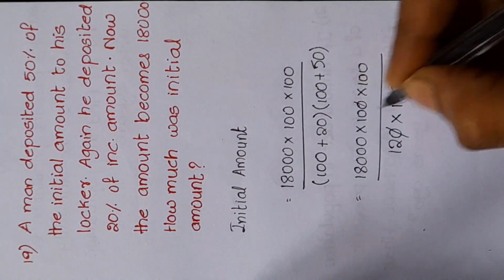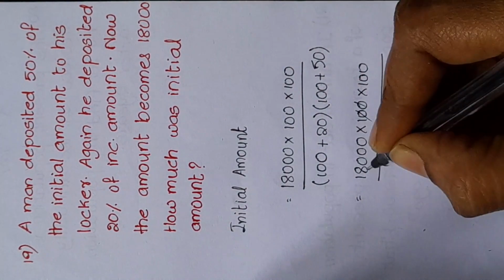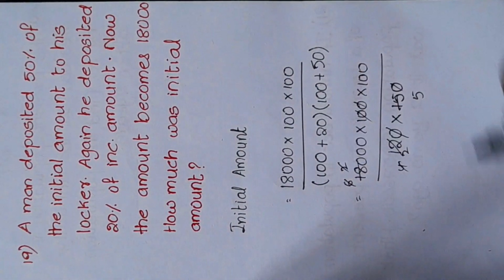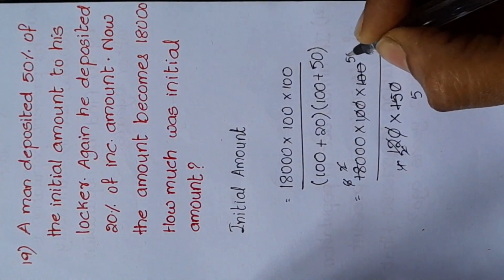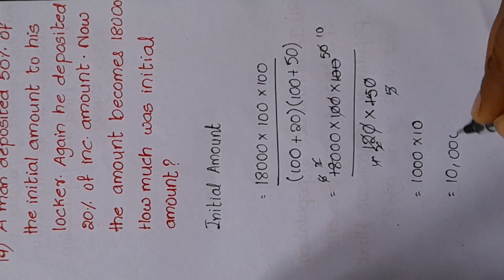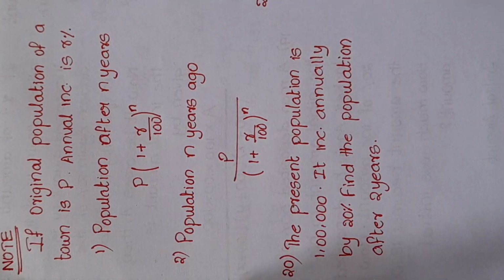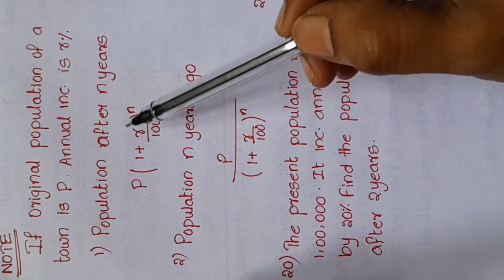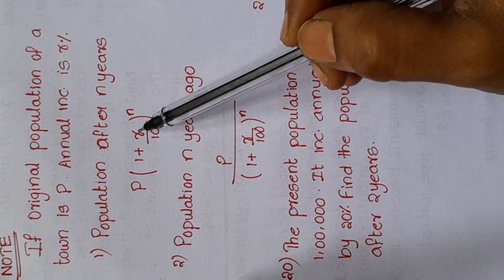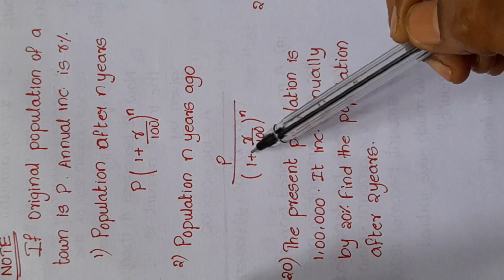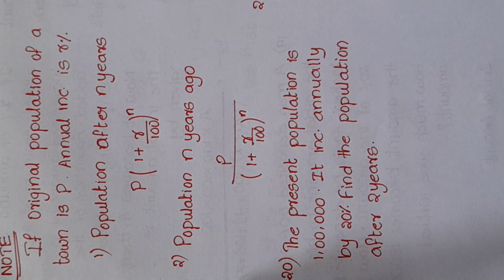Now let us cancel this. 3 5s, 3 6, 3 4s, 3 2s. We get the value as 10,000. So the initial amount is 10,000. Another model. If original population of a town is P, annual increase is R%, population after n years is P into 1 plus R by 100 whole power n. If population n years ago is asked, P by 1 plus R by 100 whole power n should be taken.